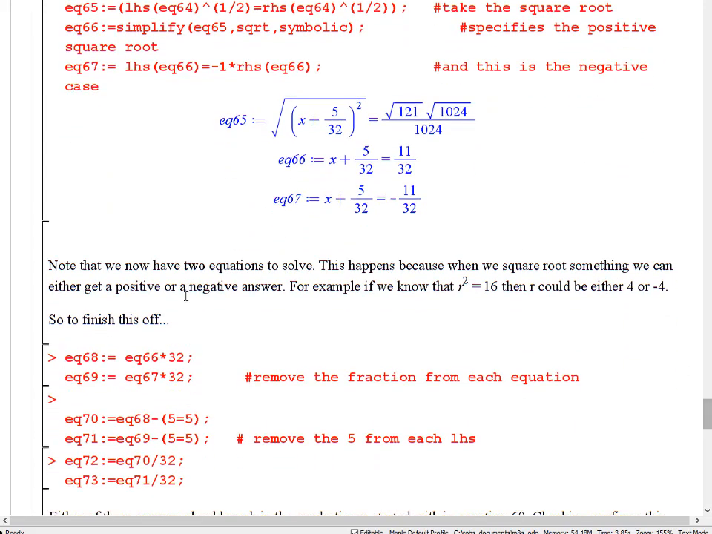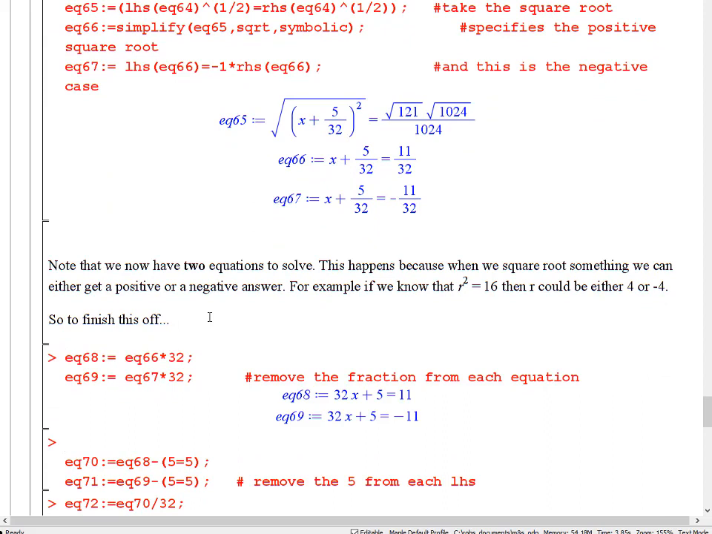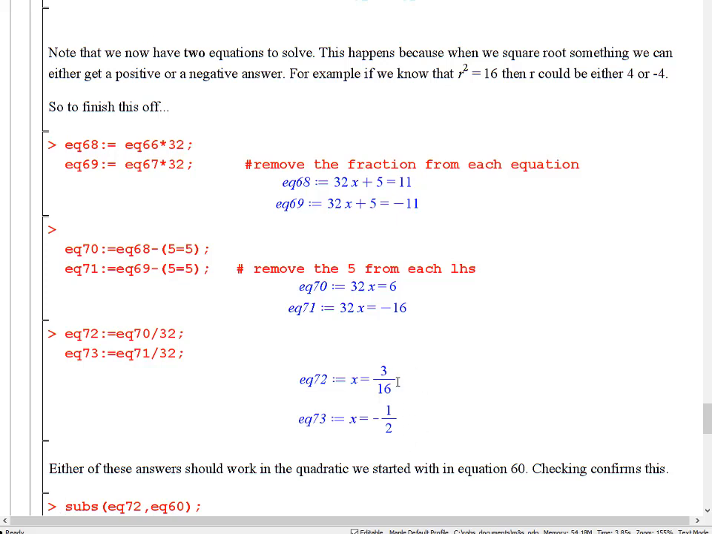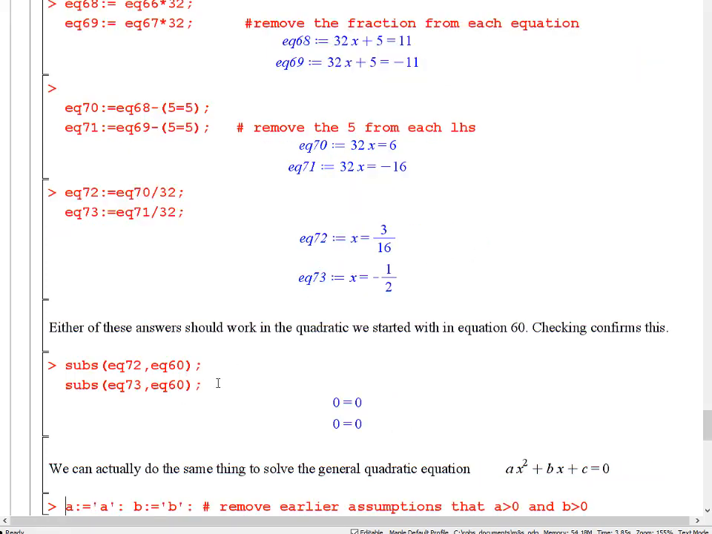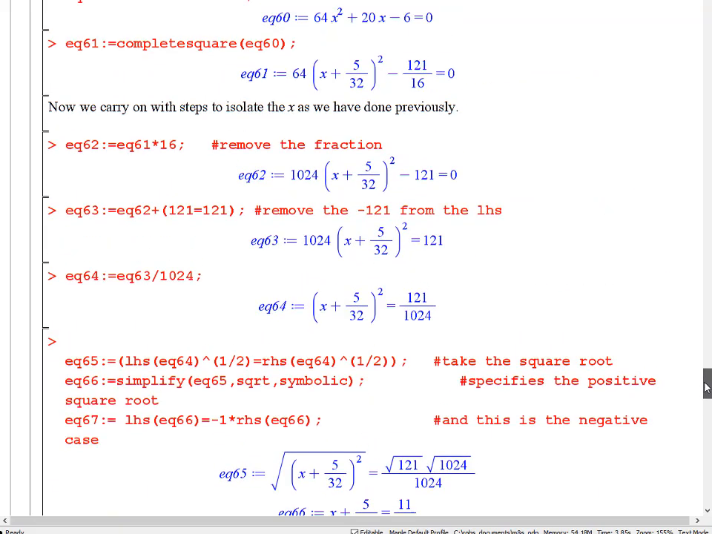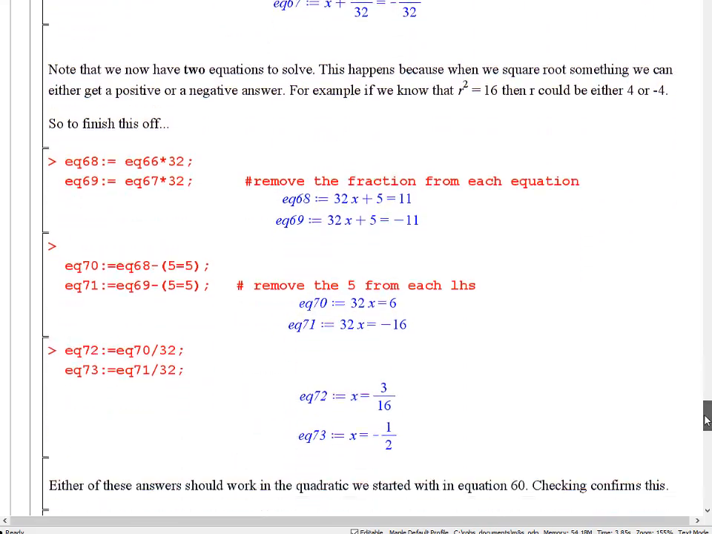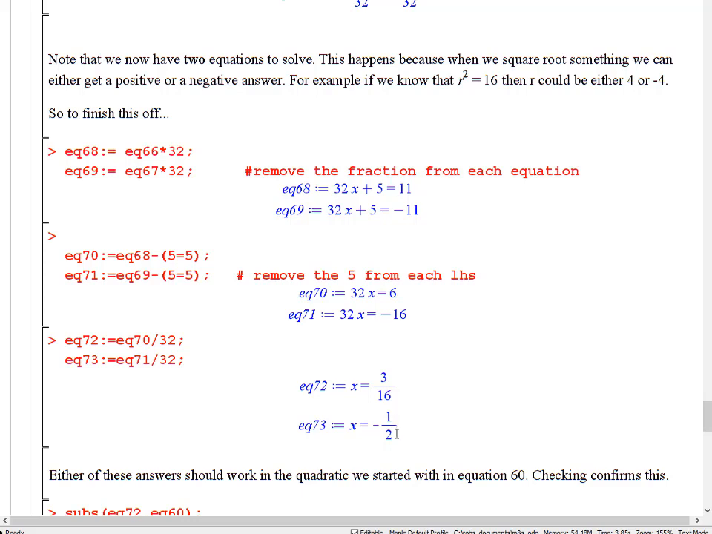So solving these 2, I've removed the fraction by multiplying by 32, then I've removed the 5 from each of them, and then I've divided by the 32. You find x is either 3 over 16 or negative 1 over 2. I substitute back in to the original equation to check, and it does work. So I found from my quadratic equation that there are 2 possible values of x which solve this equation, and these values are positive 3 over 16 or negative 1/2.